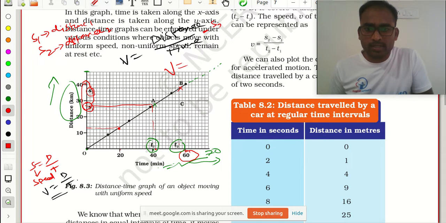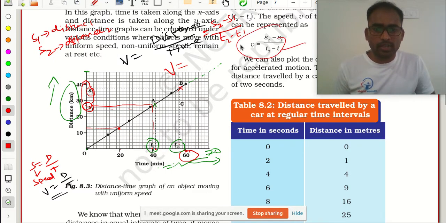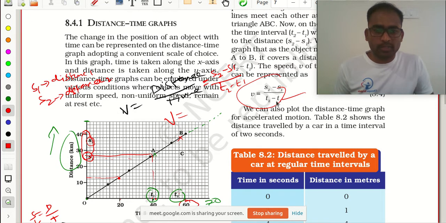So S2 minus S1. And what is the time taken? Time taken from where to where? T1 to T2, no? Here T2 is the highest time. So I should take T2 minus T1. So this is my speed. Now you understood why speed is equal to S2 minus S1 by T2 minus T1.